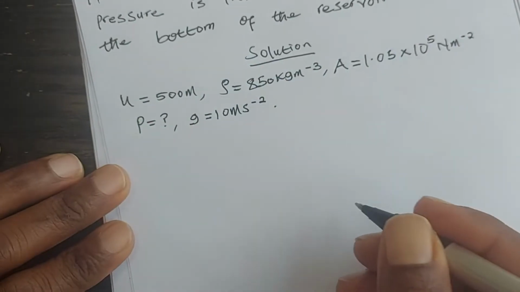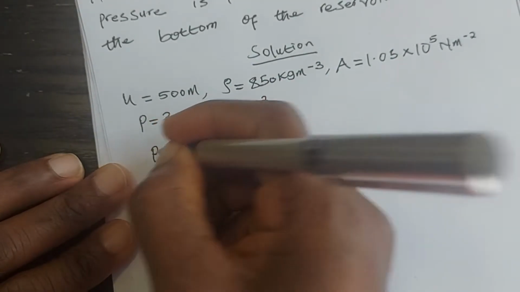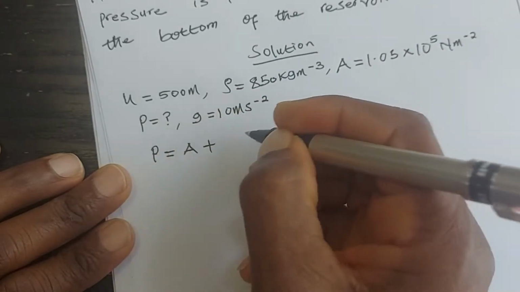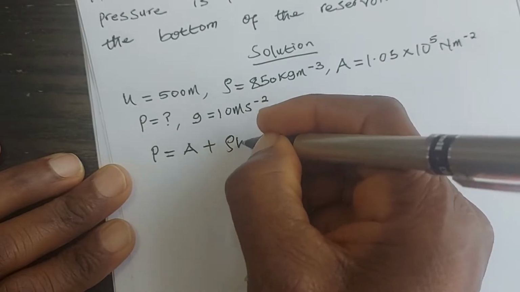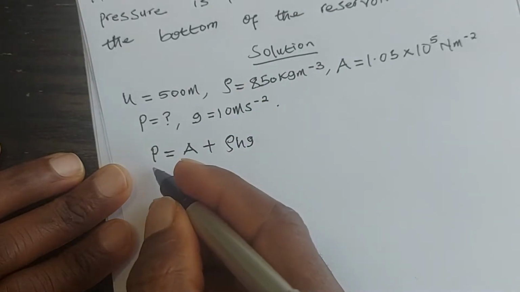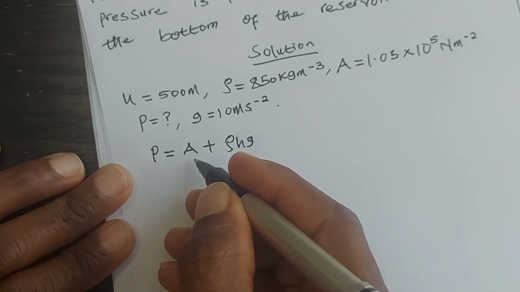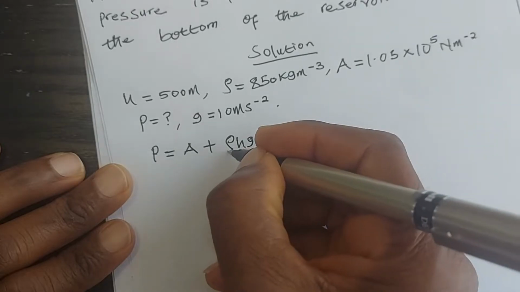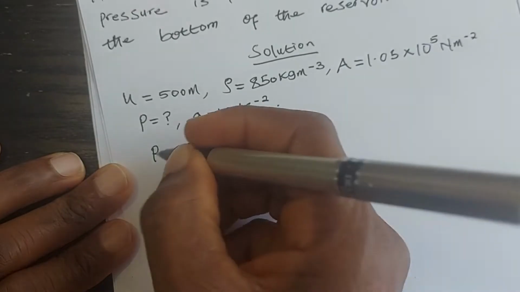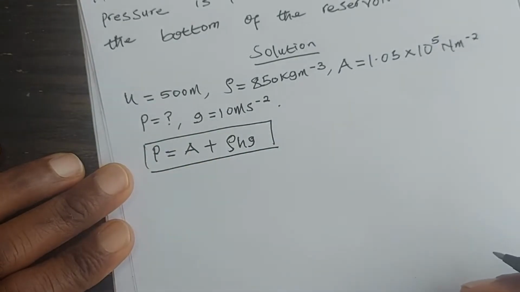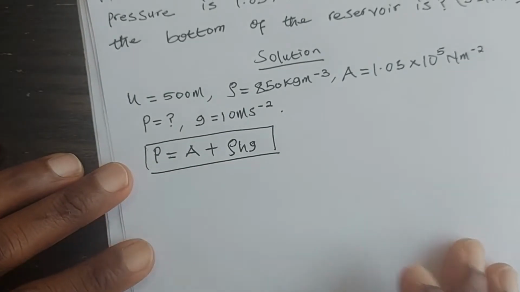So the pressure is equal to the atmospheric pressure plus rho Hg. Take note of this formula. The pressure is equal to atmospheric pressure plus rho Hg. So that is the density, the height, and the gravity. This is a very, very important formula. You need to take note of that. So now let's go on.